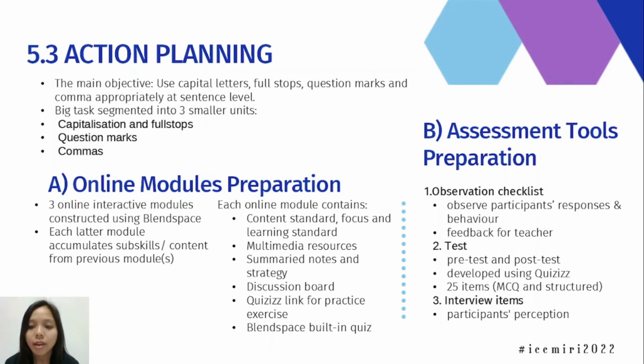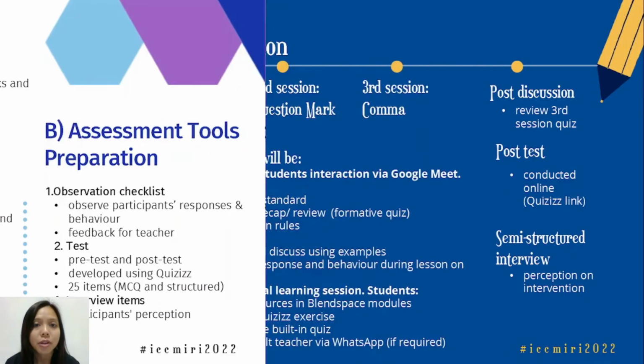And second, the test, which acts as a pre-test and post-test. Both pre-test and post-test have the same items. It was developed using quizzes and it has 25 items, 20 MCQs and 5 structured. Both tests will be conducted online, but students can only answer once, and there won't be any answers or immediate feedback for the test. And for interview items, there are 6 interview items, which are used to gauge the participants' perception of the intervention.